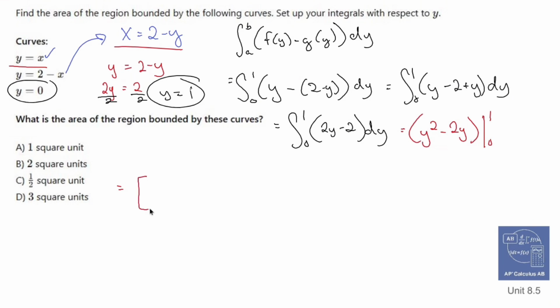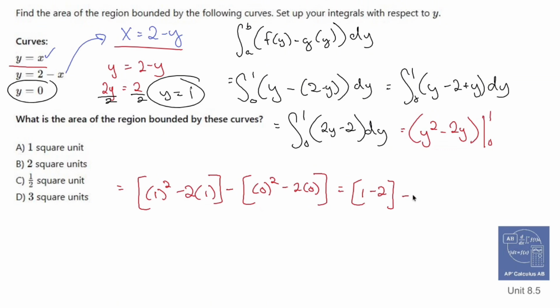So let's plug stuff in. We get 1 squared minus 2 times 1, close it, minus 0 squared, how nice, minus 2 times 0. That gives us here 1 minus 2 minus nothing. 1 minus 2 is negative 1.